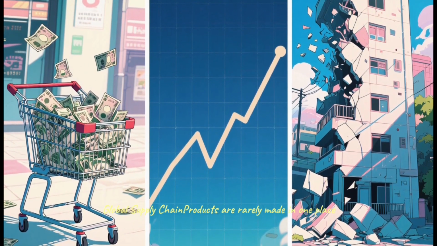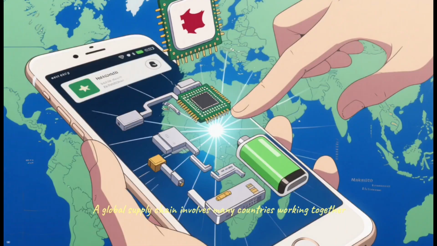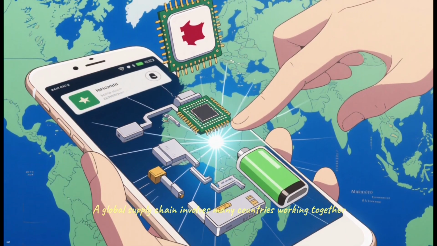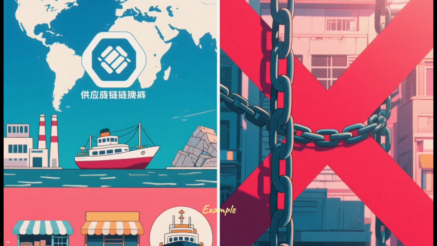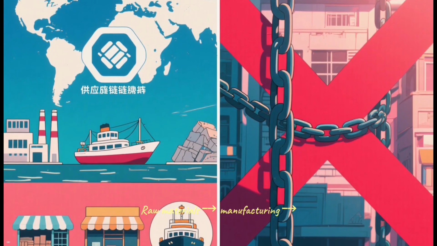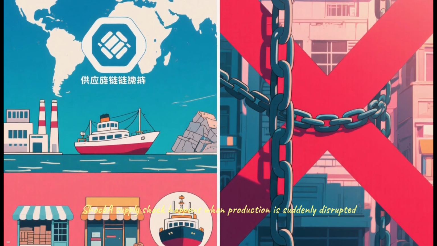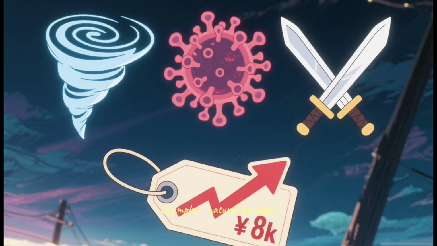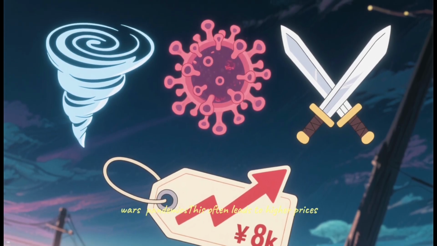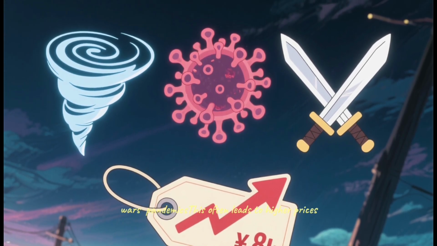Global supply chain. Products are rarely made in one place. A global supply chain involves many countries working together. Example: raw materials, manufacturing, shipping, retail. Supply shock. A supply shock happens when production is suddenly disrupted. Examples: natural disasters, wars, pandemics. This often leads to higher prices.